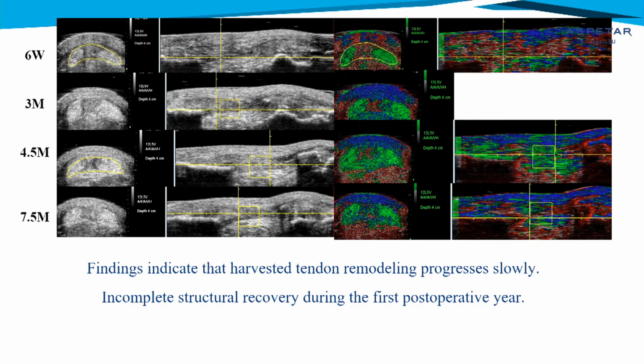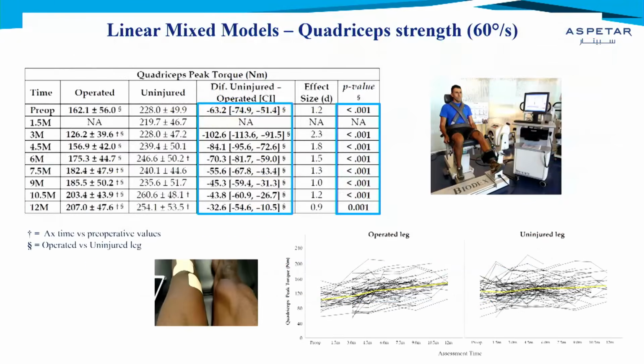So our findings indicate that the harvest tendon remodeling progresses slowly, and that at 12 months it is still incomplete. For the quad's strength, we can also see that the patients have different behavior throughout the rehabilitation. We also see that until 12 months there was a difference in strength up to the end.